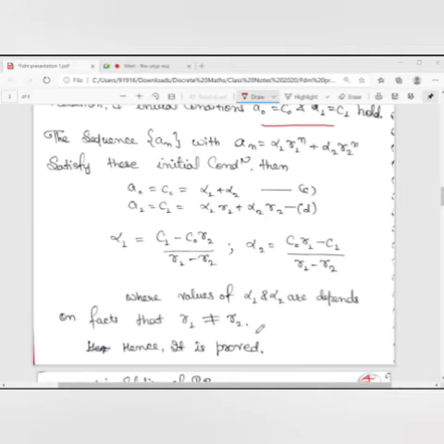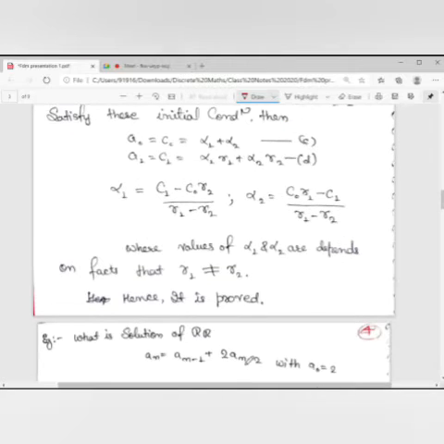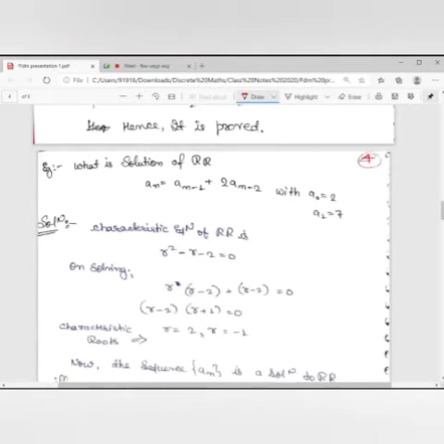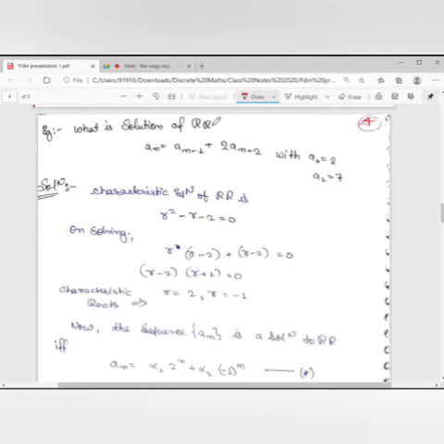I will solve an example here to illustrate this theorem. Here is the example. What is the solution of the recurrence relation a_n equal to a_(n-1) plus 2 a_(n-2) with the initial conditions a0 equal to 2, a1 equal to 7? We can write the characteristic equation for this recurrence relation as r square minus r minus 2 equal to 0.